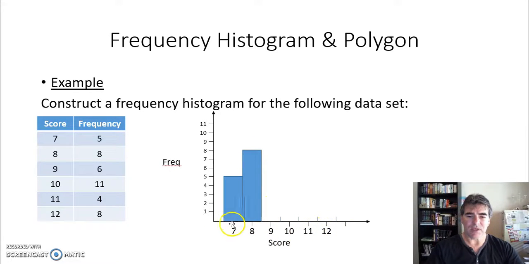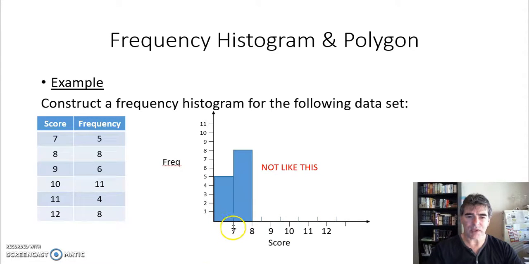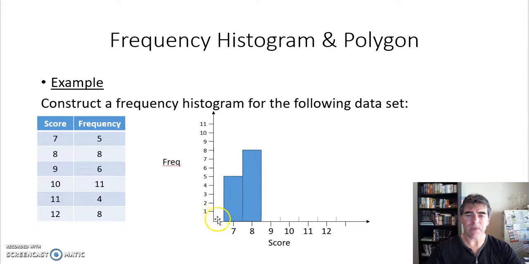So just make sure that you set it up like that. Not like this. This is not the way to go, because I can't tell if that's the 7 column or that's the 7 column. So it's important that I make sure I have that half column width gap that's there, so I can tell that my score is in the middle of the column. There's no confusion at all between that.